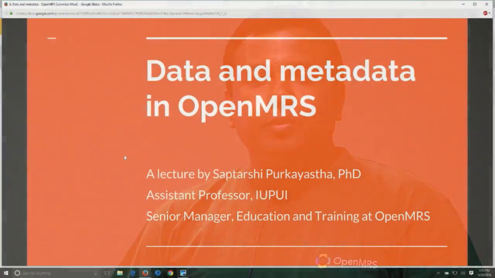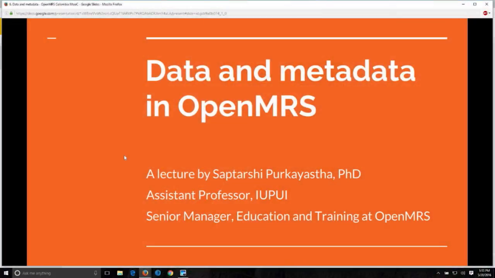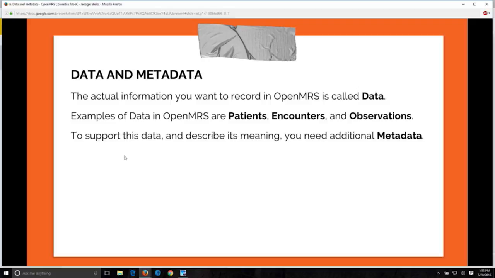Hi, so in today's class we are going to talk about data and metadata. Following up from the previous class on data model, we'll talk more about data and metadata. Data and metadata are two important concepts of how data is stored in OpenMRS. The actual information that you want to record about a patient is called data. Examples of data are patients, encounters, observations.